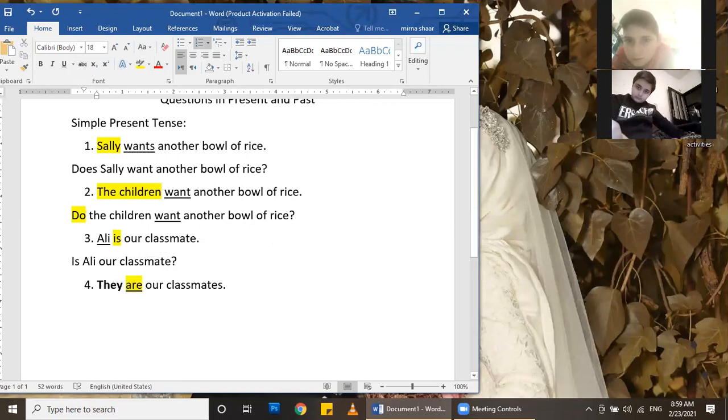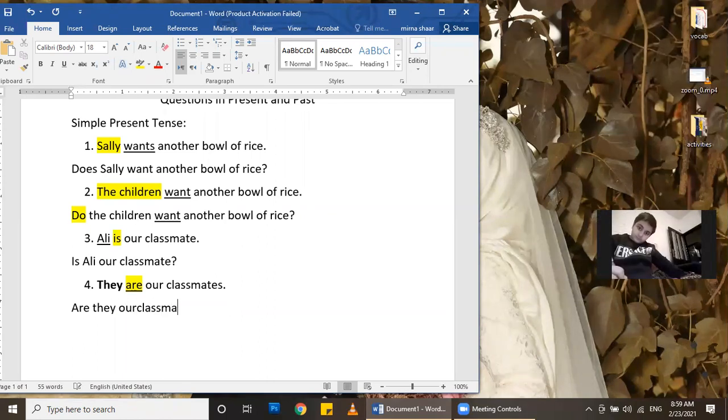Great. Also the same goes here. I switch the subject and the verb. I write it like this: Are they our classmates, with a question mark at the end? Okay, so this is everything required related to the simple present tense.